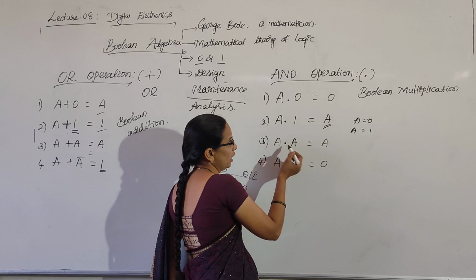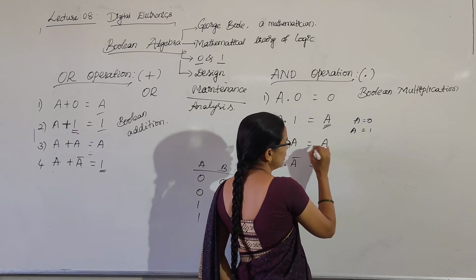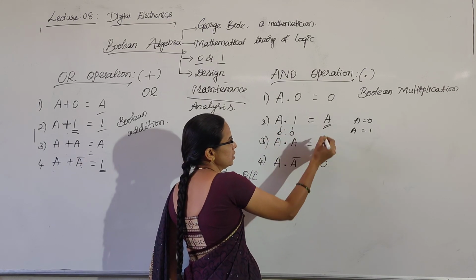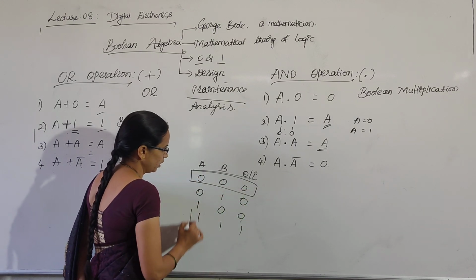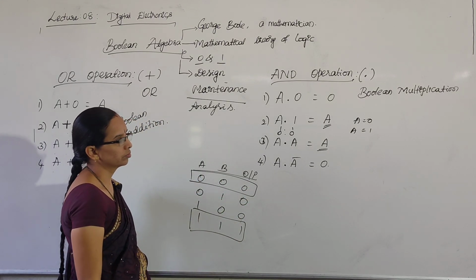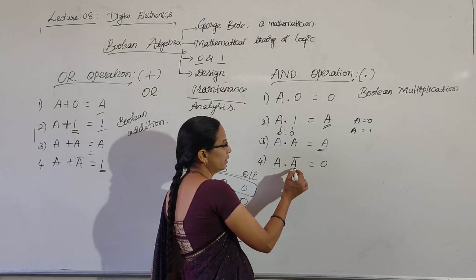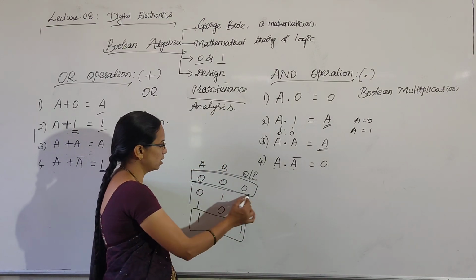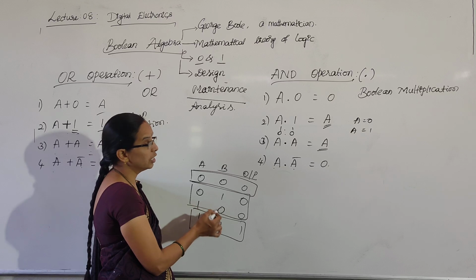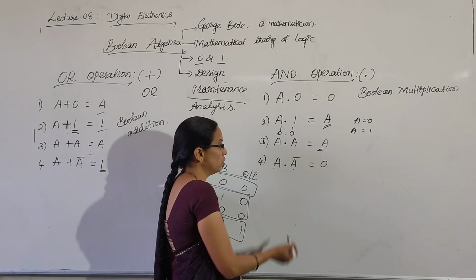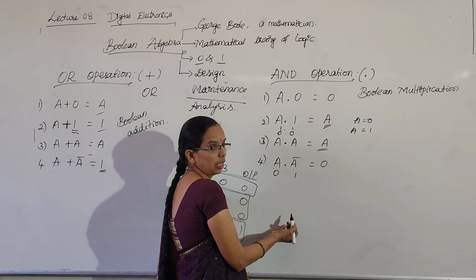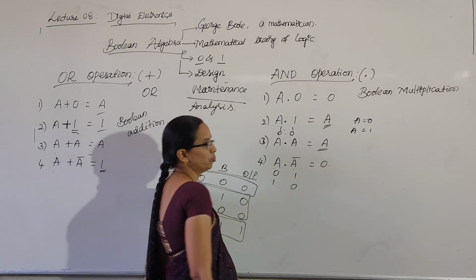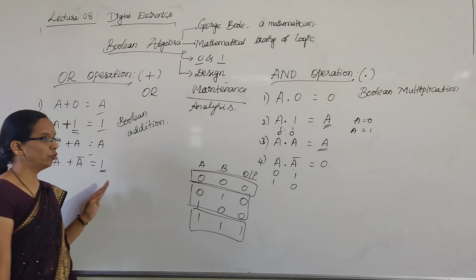A dot A is A itself. If you make A 0, 0 dot 0 is 0, and 1 dot 1 is 1. You can take these two cases. Here, A and A complement is 0, because any one of the inputs being 0 means the output will be 0. If I take A as 0, A complement will be 1. If I take A as 1, A complement will be 0. In both cases, the output is 0. So you have to remember this.